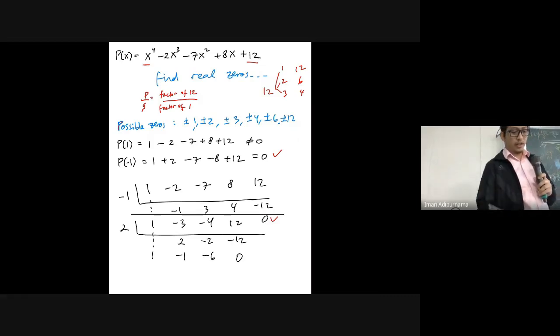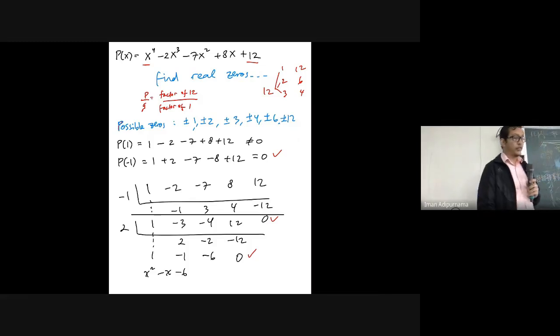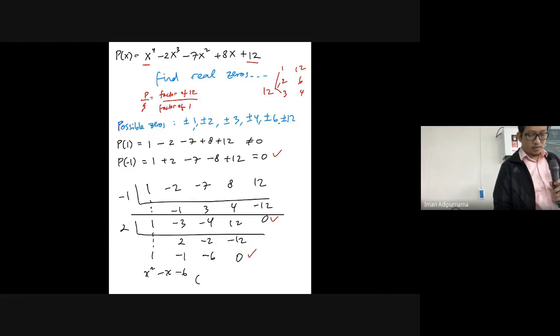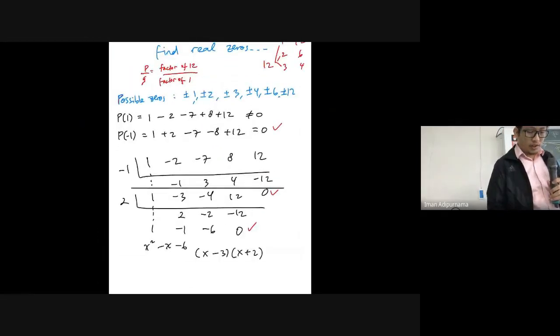Oh, yay. We got 0 here. So 2 is also our zeros. And then we have x squared minus x minus 6. Can you factorize? I think we can factorize, right? It's x minus 3, x plus 2. So all the real zeros are -2, -1, 2, and 3.